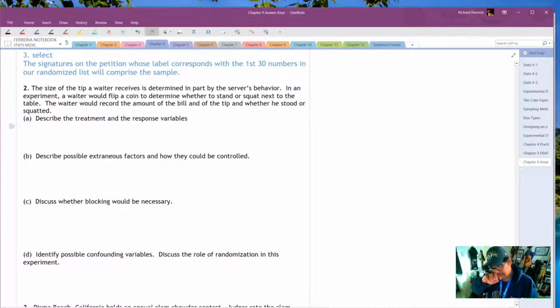So the treatment is whatever he did to, in this case, the tables. So what did he do to the tables? Well, for this experiment, he either stood or he squatted. So the treatment is the waiter behavior. Treatment 1, stand next to the table. Treatment 2, squat next to the table. Response variable, it looks like we are measuring two things. One of them is the tip received, and the other one is going to be the amount of the bill.